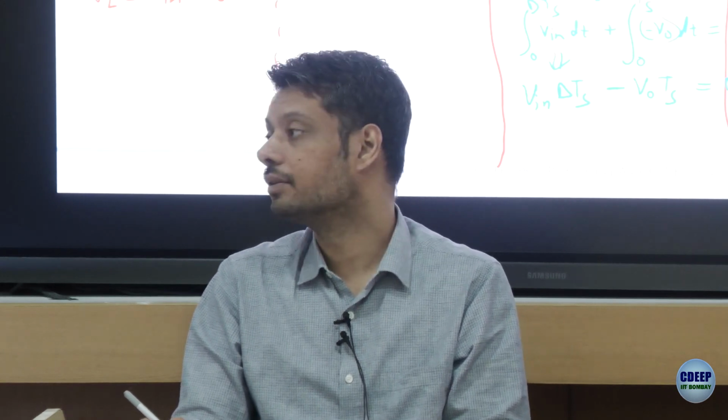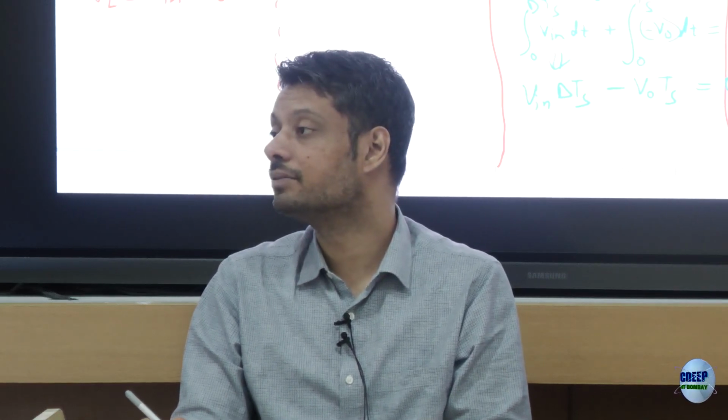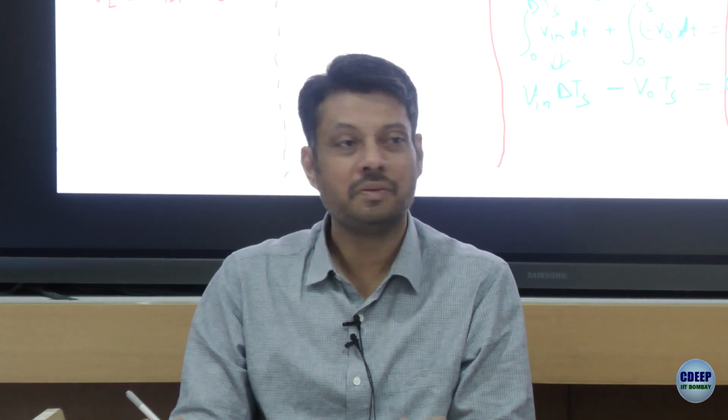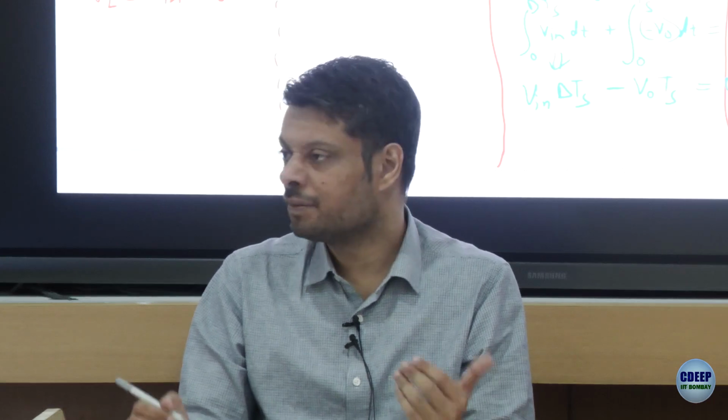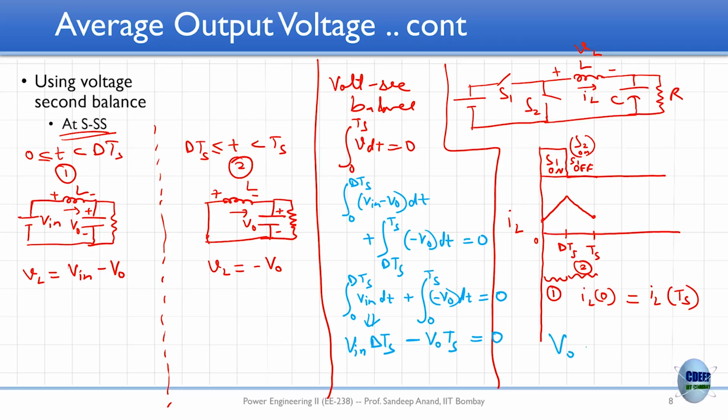Okay, how many of you understand this? Raise your hand. How many of you say V naught is constant? 1, 2, 3, 4, 5, 6, 7, 8. Okay, lot of people, right? Anyone with any other opinion? No other opinion? V naught need not be constant. What we are saying is, this capital V naught means the average output voltage. That's it. It may not be constant, right?